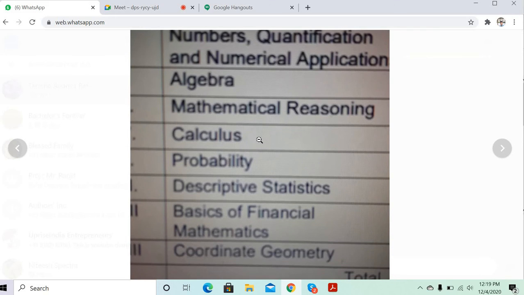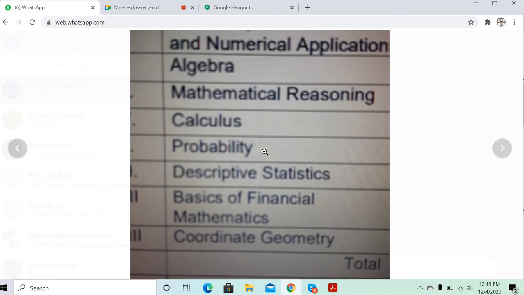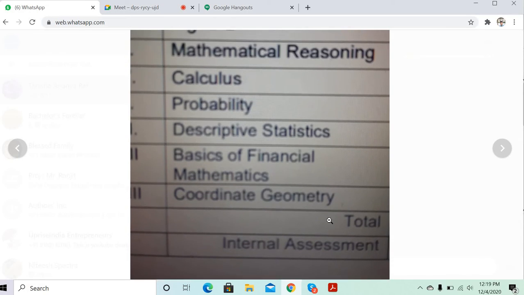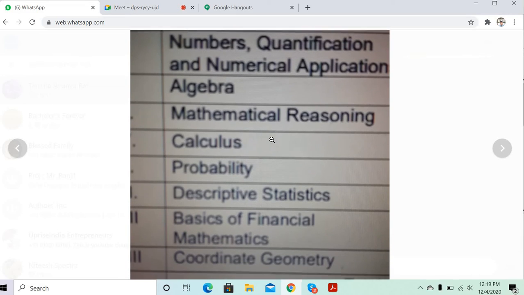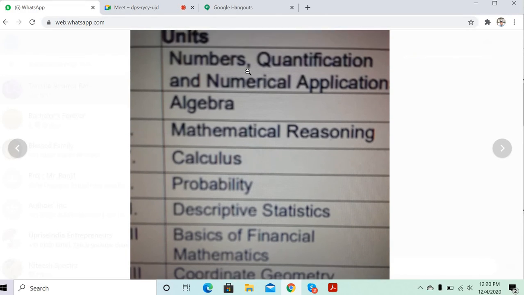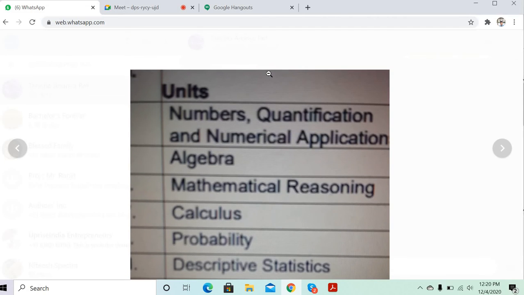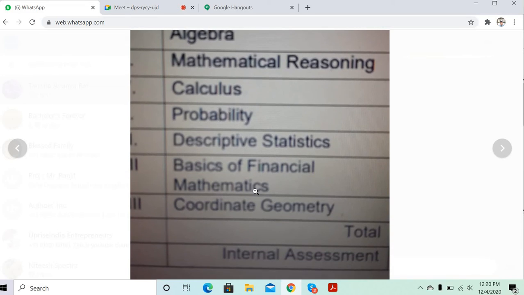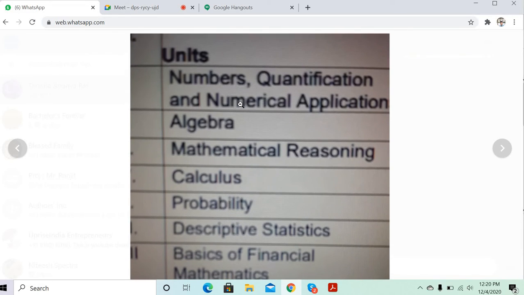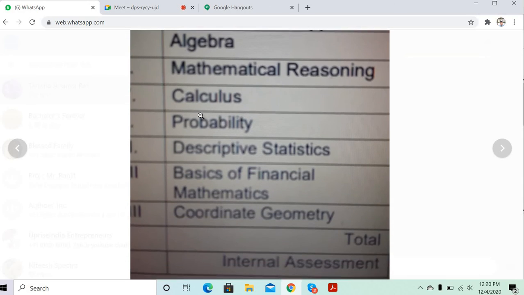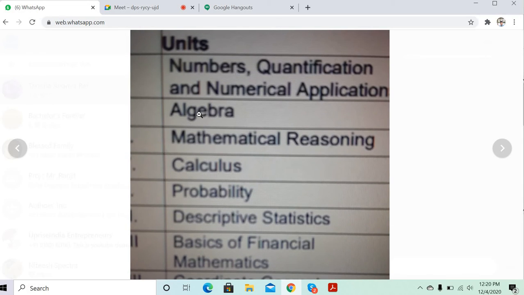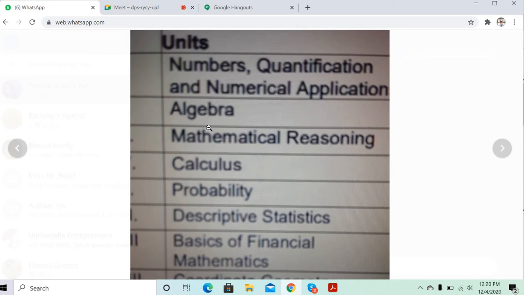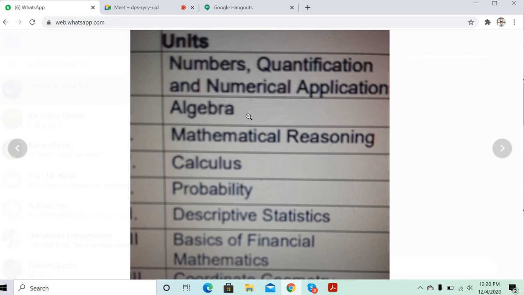Numbers, quantification, numerical application, algebra, mathematical reasoning, calculus, probability, descriptive statistics, basic standard, financial mathematics, coordinate geometry. Okay, so only 6 parts are there, right? Whereas you don't have the binomial thing. Is this for the unit test point of view, or is it the entire syllabus? No, sir, entire. Okay, entire. Because mathematical, I don't have the.